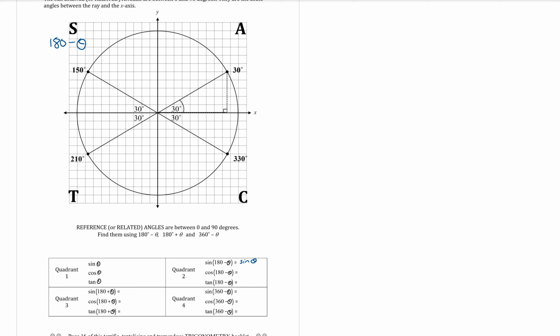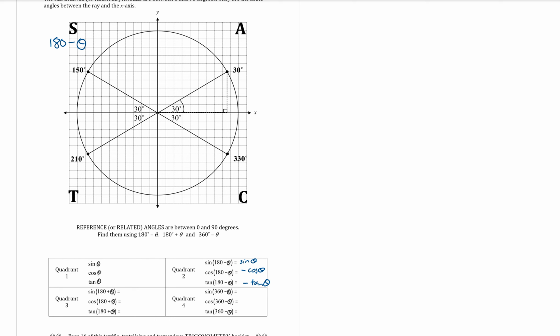However, cos of something in that quadrant would have the same size. So let's say it was equal to a half in here. It will still be a half, but it will be negative because it's in the sine quadrant, not the cos quadrant. Okay, so we say that that's equal to negative cos theta. Everything else is the same, but it's just negative because it's in the sine quadrant. And the same thing happens for tan. Tan of something in this quadrant would be equal to negative tan of theta.